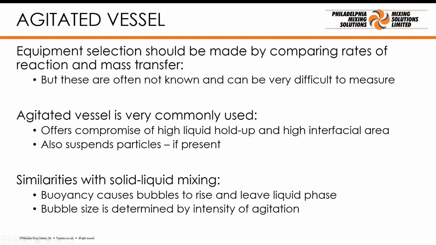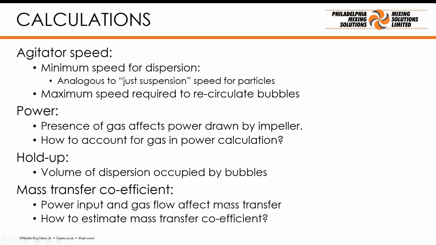In gas liquid mixing, the bubble size is determined by the intensity of agitation. Just like solid suspension, there's a minimum speed for dispersion and a maximum speed required to recirculate the bubbles to get uniform distribution of the bubbles throughout the system. Once we've calculated the agitator speed, we can calculate the power required to drive the agitator. Then we want to look at the holdup of the dispersion occupied by the bubbles and the mass transfer coefficient, which is ultimately what we're after to get our process to work.